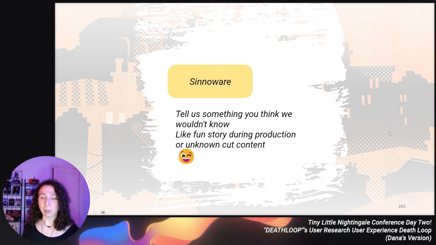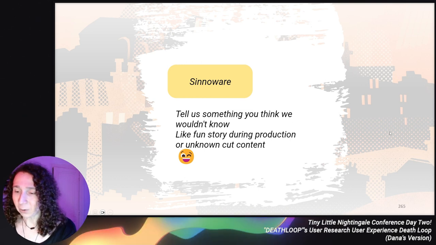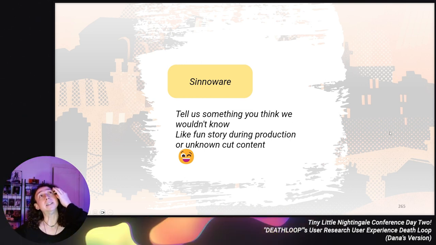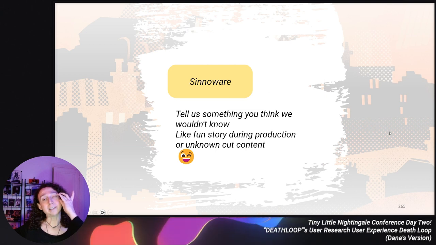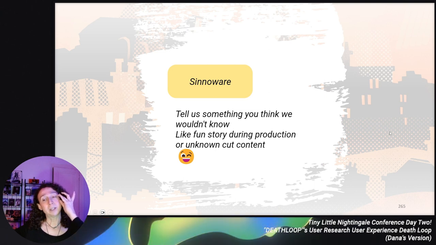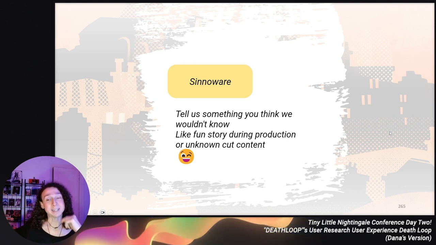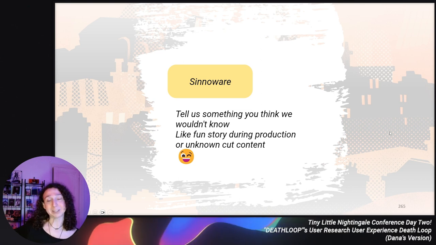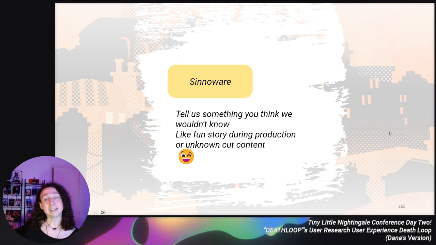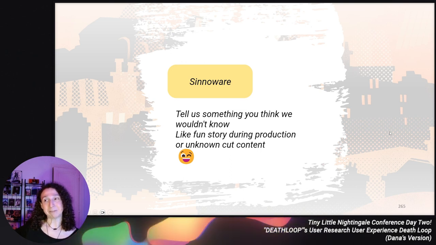Tell us something you think we wouldn't know. Fun story during production or unknown cut content. The whole concept of Igor's machine turning invisible was really hard to sell to the team. There were so many people skeptical about that idea. But I felt like that was really fun, and it's such an Igor thing to happen that I fought for it, and we made it work. So maybe that counts as a thing you didn't know about.